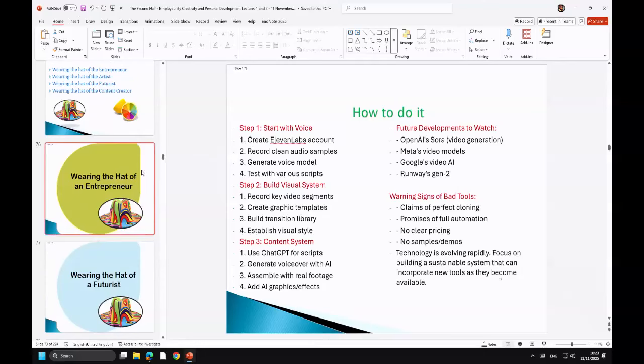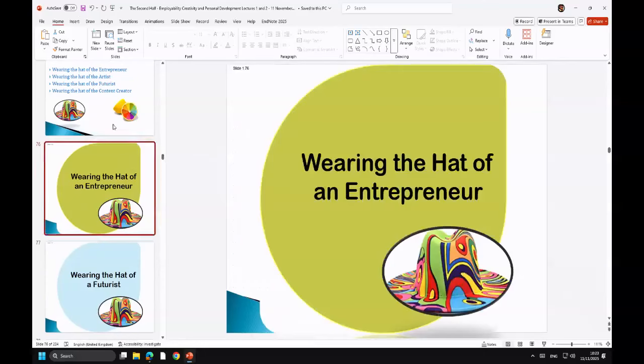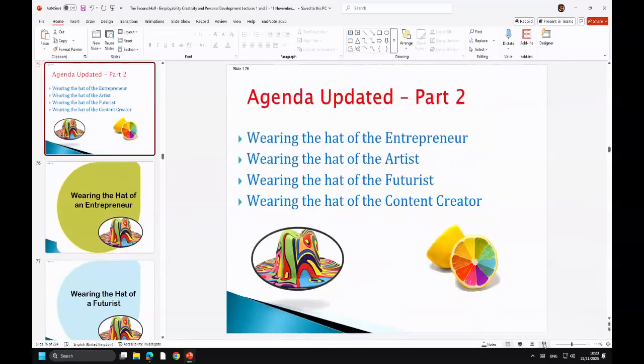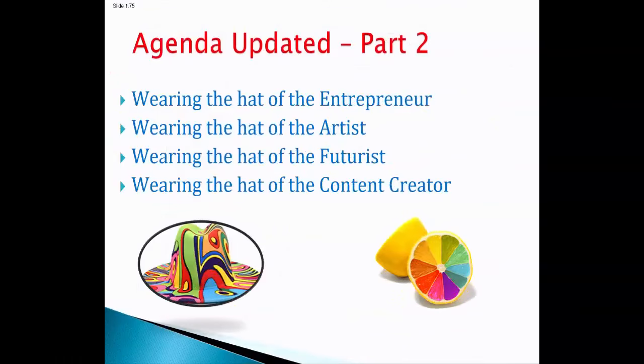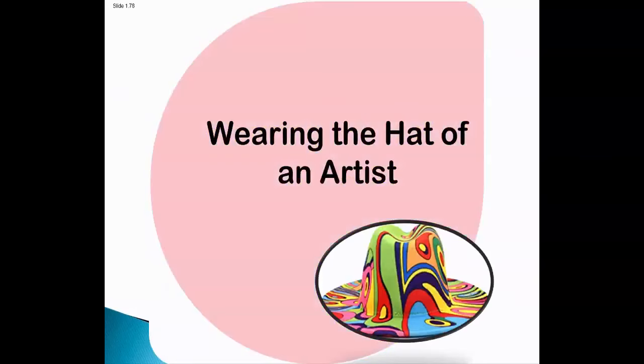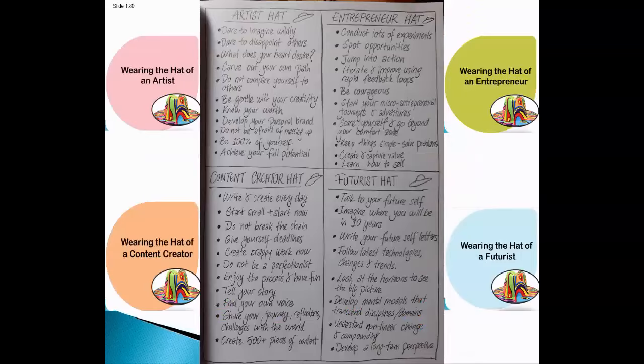Okay, the rest of the slides are about wearing 4 hats. You need to wear 4 hats for the future: entrepreneur, artist, futurist, content creator. I want you to have a look in this. Rate yourself out of 10 for each of them. 10 means perfect. I'm really perfect. And 1 means I'm terrible. So rate yourself out of 10.